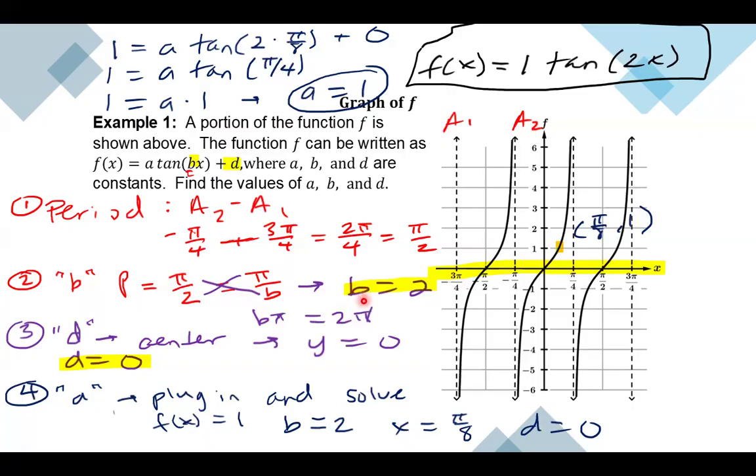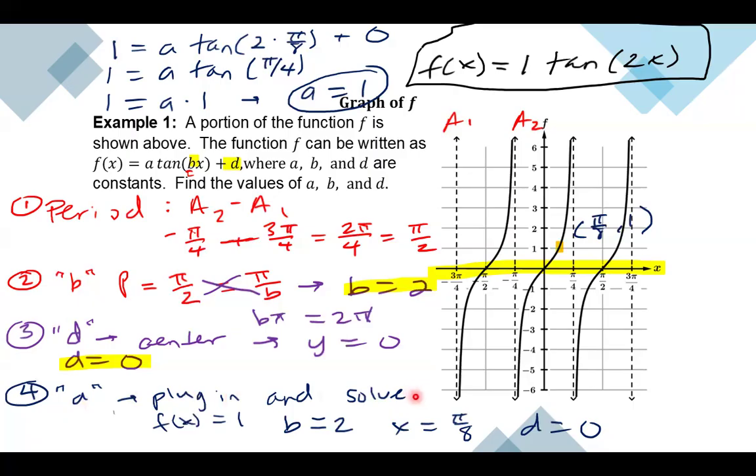Yes? Okay. Next, step 3 is your D. You're looking for the center of your graph. Where's the center of your graph? The center of your graph is going to tell you your D. The center of my graph is right here at 0. So therefore, y equals 0. So therefore, D equals 0. Easy. Okay. Step 4 is where we got to find our A, and we plug and solve.